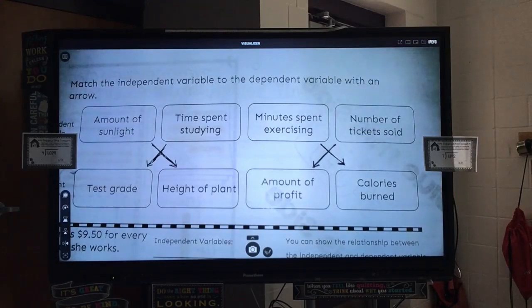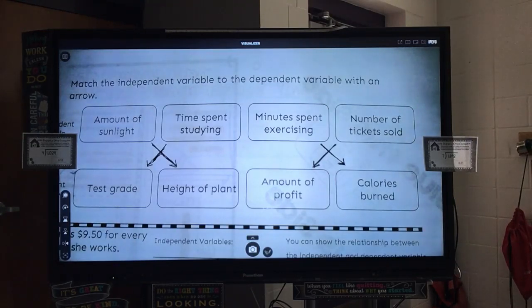The amount of time spent studying determines your test grade. Minutes spent exercising determines calories burned, and number of tickets sold determines the amount of profit. So independent determines the dependent. If you can figure out the two, independent and dependent, and throw the word "determines" in there, and it makes sense, you're good to go.